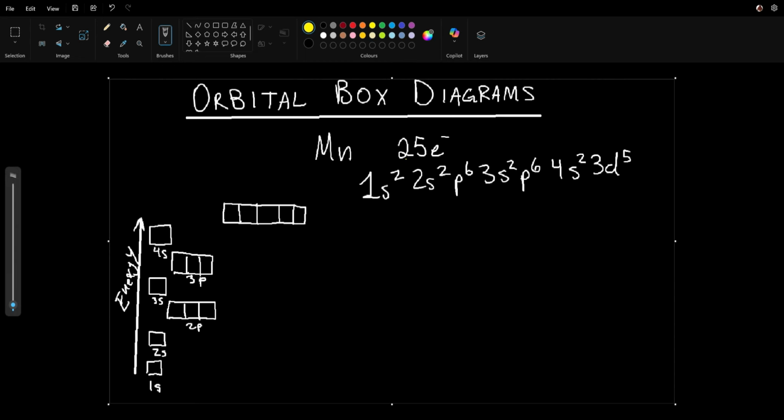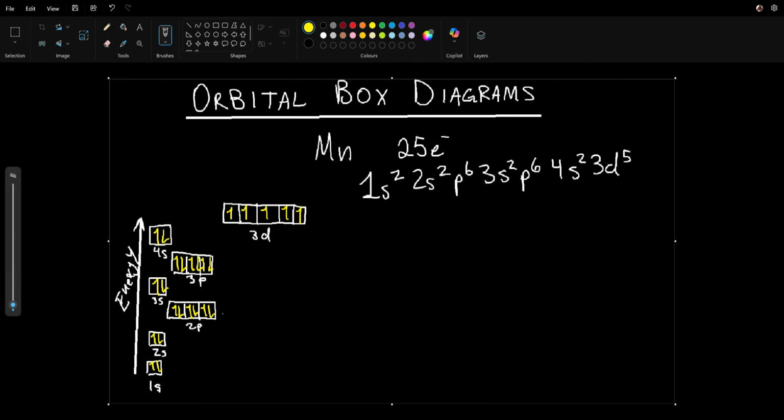Now we need to start filling electrons. So here we have 2 electrons for 1s. So we go 1, 2, same with 2s, 1, 2. And then for 2p we have 6, but then using Hund's rule we go 1, 2, 3, and then downwards 4, 5, 6. Now for 3s, just 1, 2. 3p, same as 2p, 1, 2, 3, downwards 4, 5, 6. 4s, 1, 2, and now 3d5, sorry, I should have labeled 3d. So 3d5 is going to be 1, 2, 3, 4, 5, and that's it.